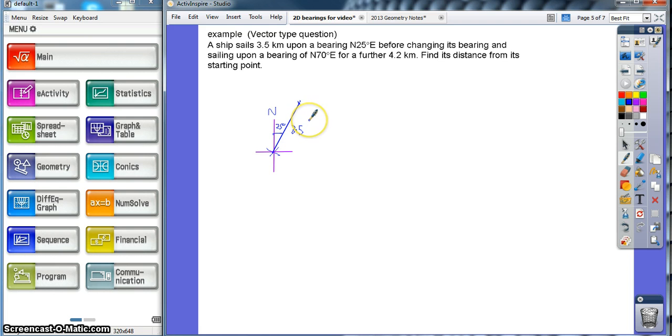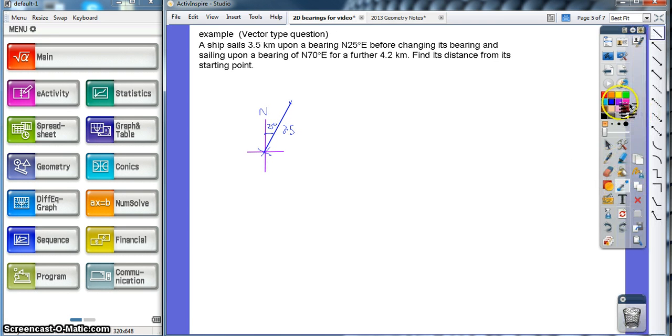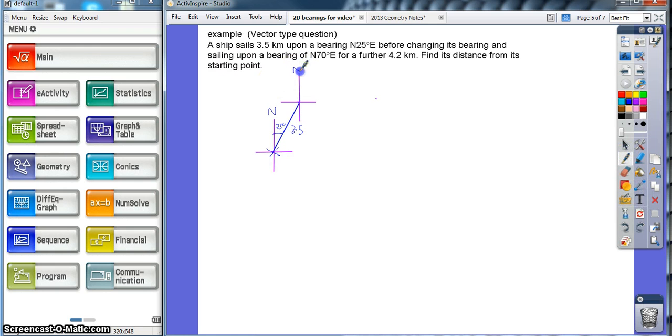And then changes his bearing and goes north 70 east. Now I'm going to put in another set of compass points here. You'll see why in a second. So you can just mark these on in pencil on your diagrams. And he goes north 70 east, so 70, remember this is 90 degrees, so that's going to come most of the way over, but not quite all the way over.